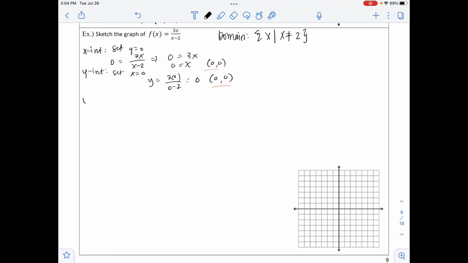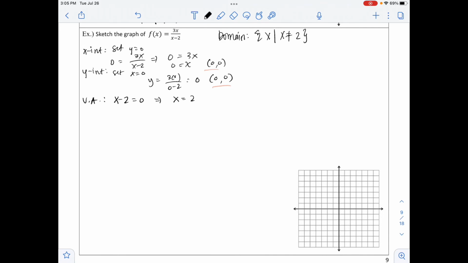The next thing that we're going to talk about is our asymptotes, and because we have a rational function now, we do have a vertical asymptote, and that's going to be where the denominator, which is x minus 2, is equal to 0. So solving this, this is where x is equal to 2.